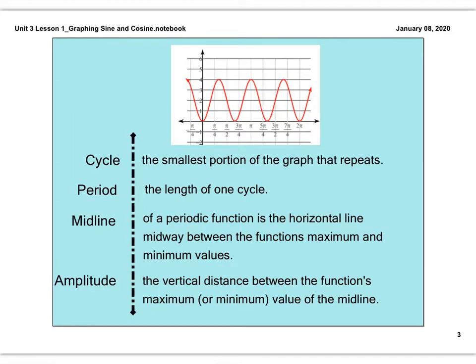Now, periodic functions have lots of parts. The first one is called a cycle. A cycle is the smallest part that doesn't repeat. For instance, right here, you can see it starts at 0 and ends a little bit before 3/4 pi. That right there, that's one cycle.